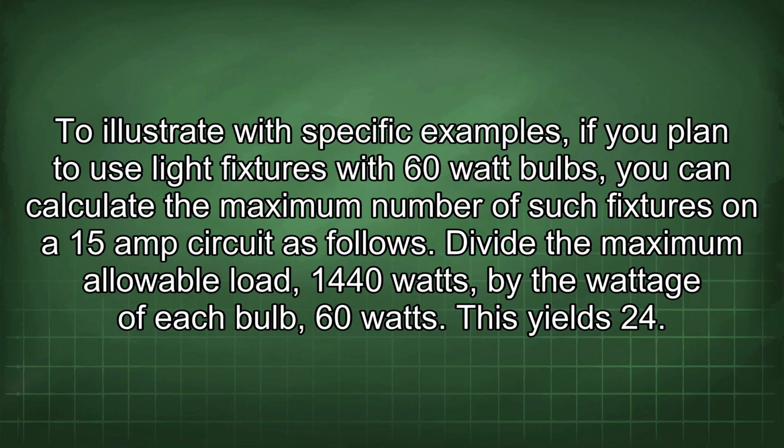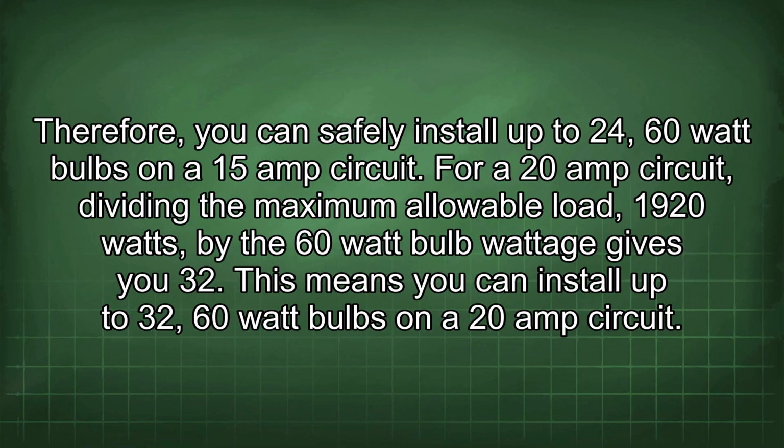To illustrate with specific examples, if you plan to use light fixtures with 60-watt bulbs, you can calculate the maximum number of such fixtures on a 15-amp circuit as follows. Divide the maximum allowable load, 1440 watts, by the wattage of each bulb, 60 watts. This yields 24. Therefore, you can safely install up to 24 60-watt bulbs on a 15-amp circuit. For a 20-amp circuit, dividing the maximum allowable load, 1920 watts, by the 60-watt bulb wattage gives you 32. This means you can install up to 32 60-watt bulbs on a 20-amp circuit.